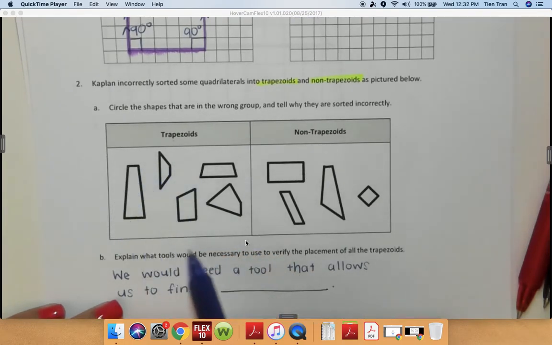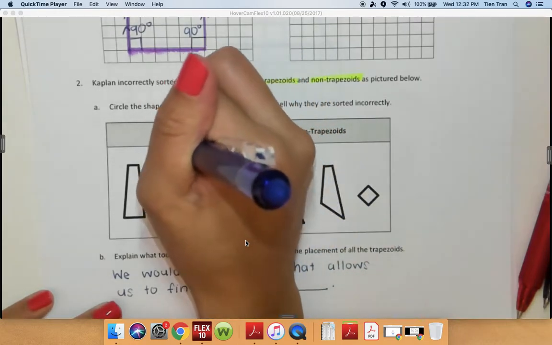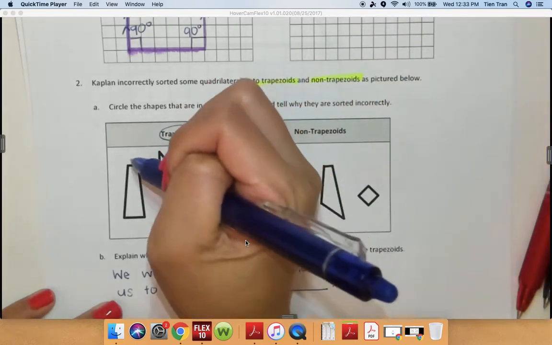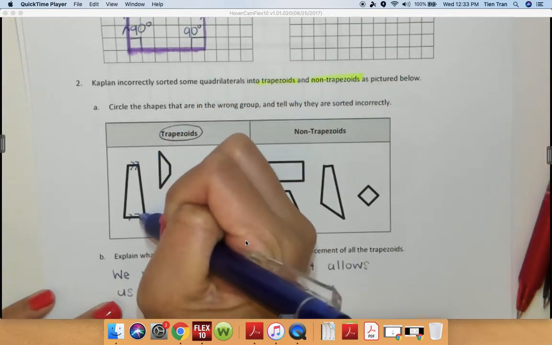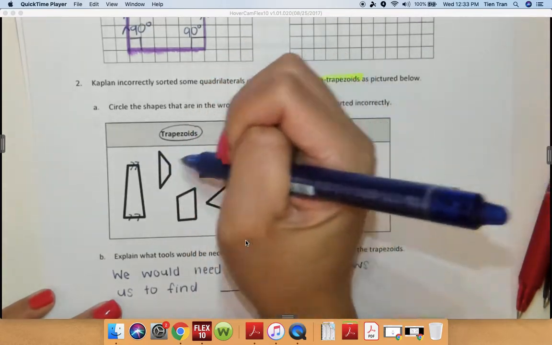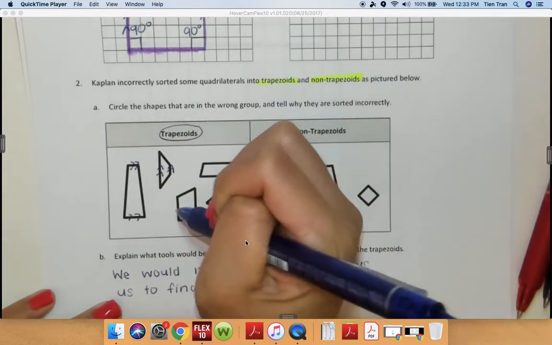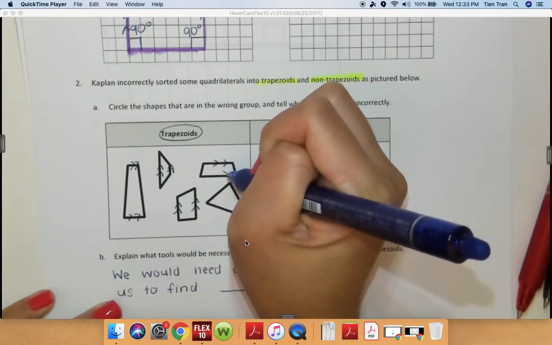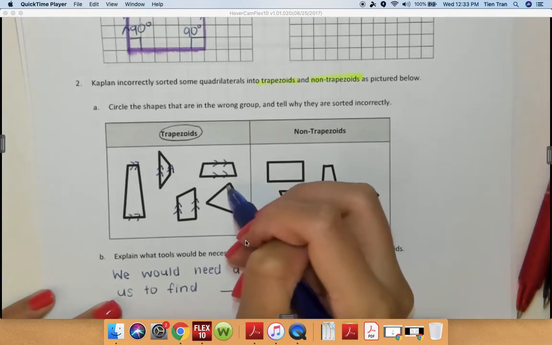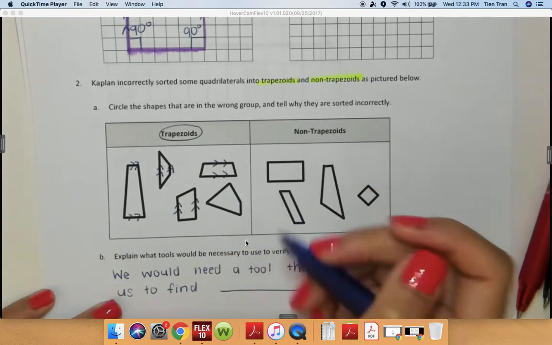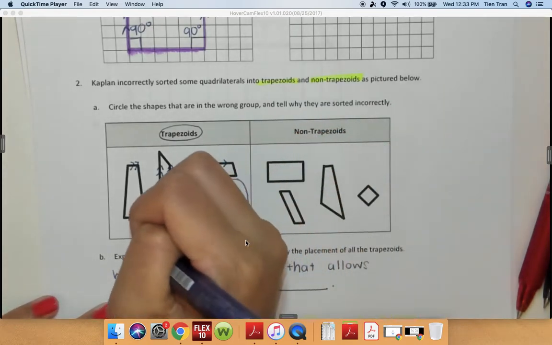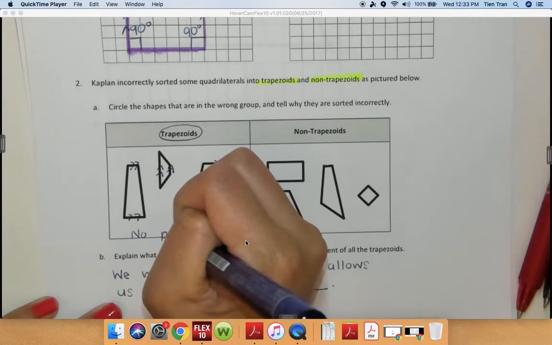So I'm looking at the image here and the only things I should have are trapezoids. I remember trapezoids have parallel sides, right? So right here, I see parallel sides. This one also has parallel sides. This one also has parallel sides. This one also has parallel sides. Looking at this one, it doesn't have any parallel sides. So it does not belong. I'm going to circle that one and write no parallel sides because a trapezoid needs to have parallel sides.